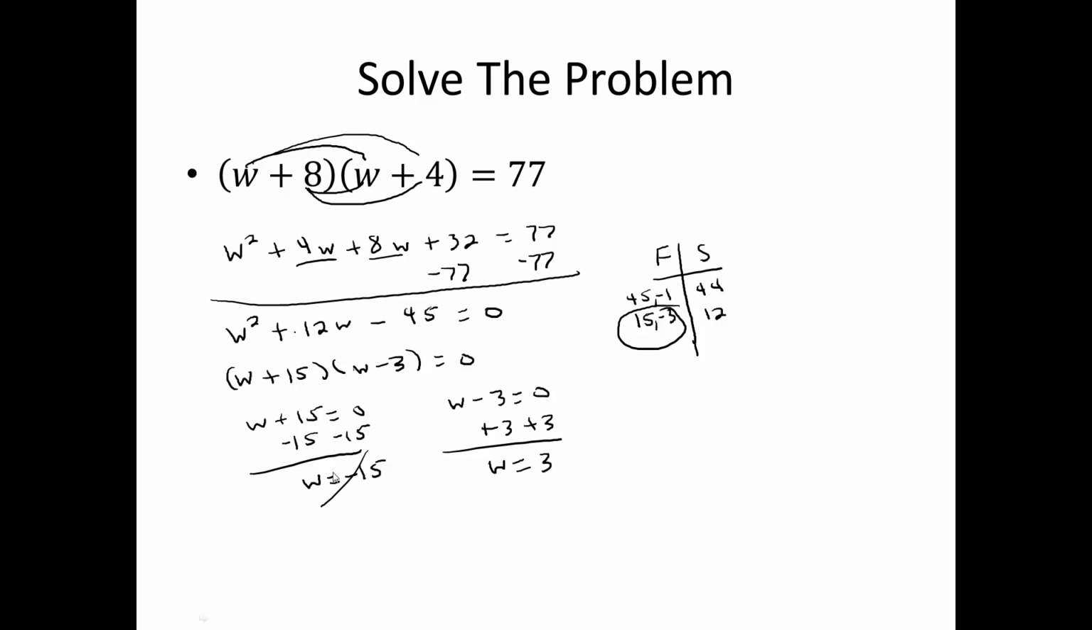It can't be negative, so we know that's not a good solution. So my width of my garden is 3. And if you remember back, my length of the garden was W plus 4. It was 4 more than the width. So 3 plus 4 equals 7. Okay, so width is 3, length is 7, 3 by 7, and that will be your answer. Your width is 3 and your length is 7.